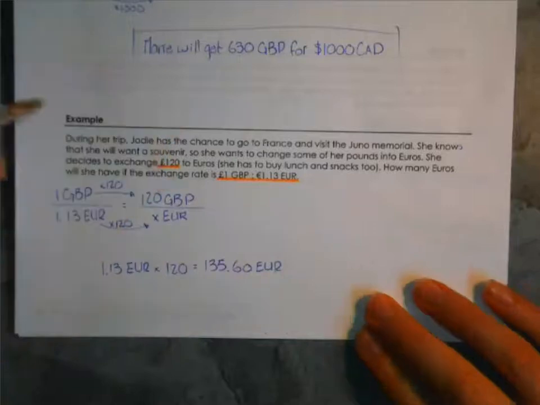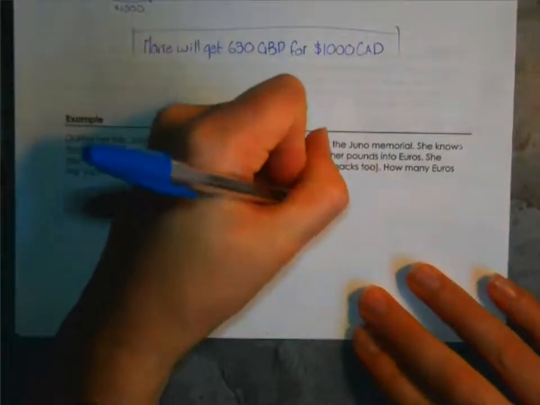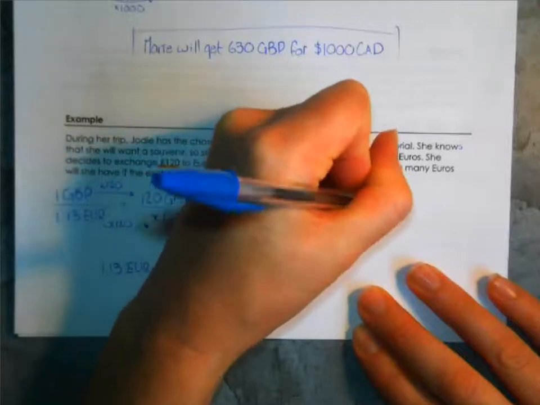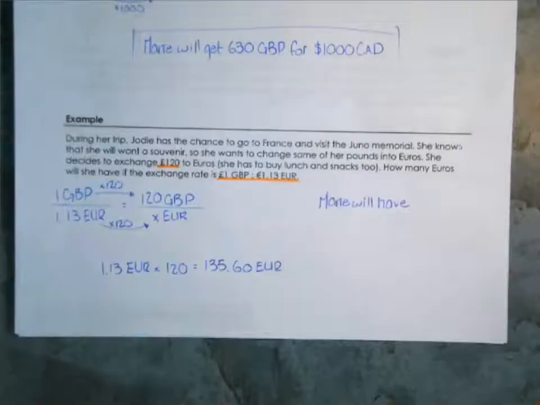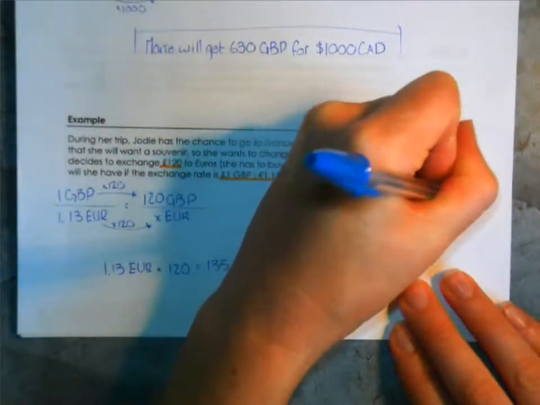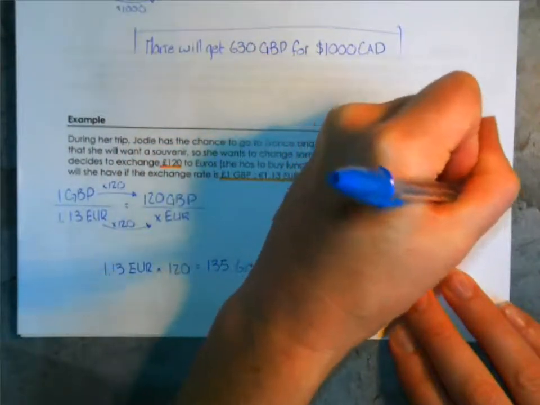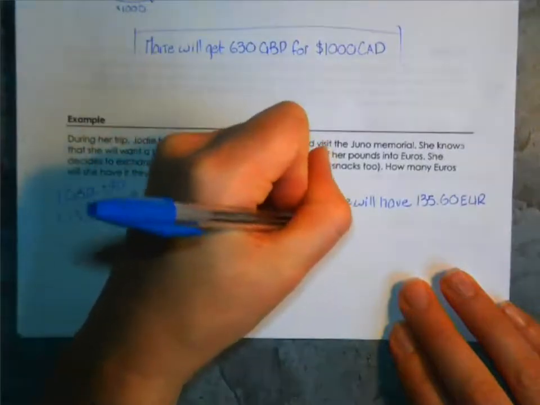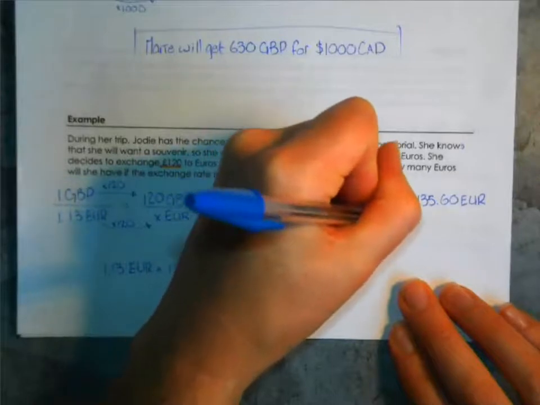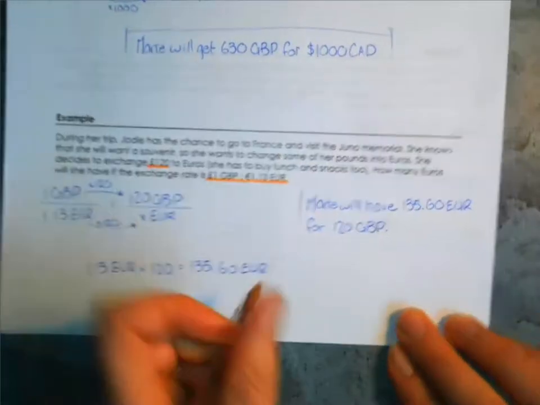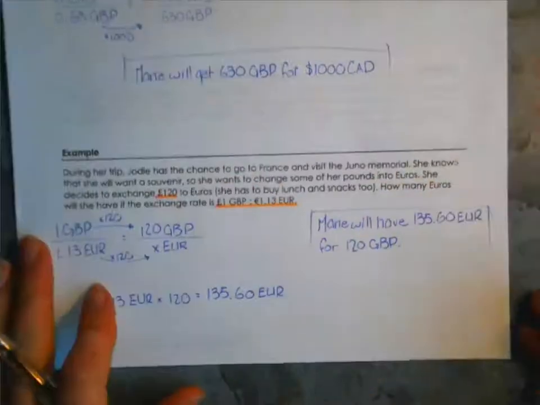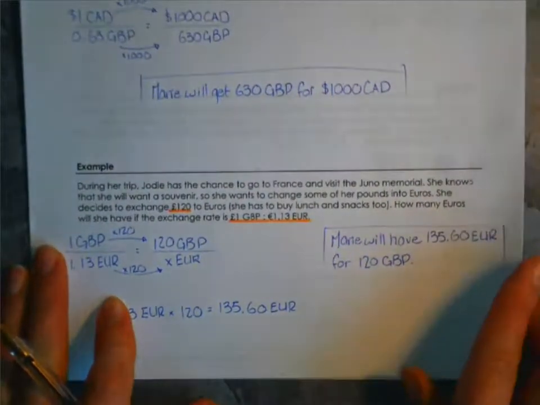So we would say Marie will have 135.60 euros for 120 Great Britain pounds. Okay. So it looks like she's going to get some pricey souvenirs or lunch.